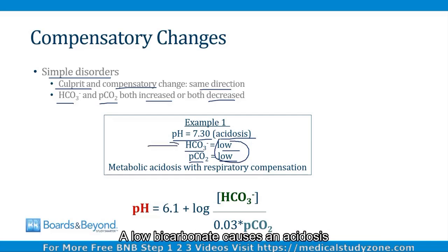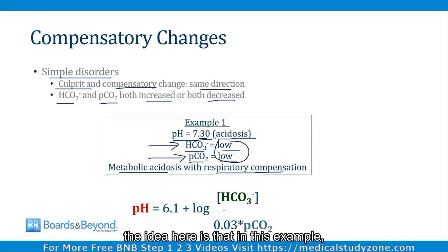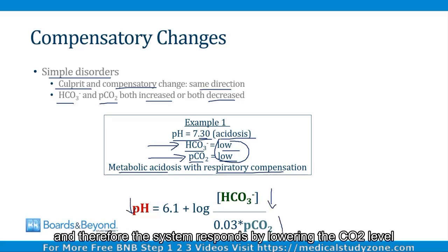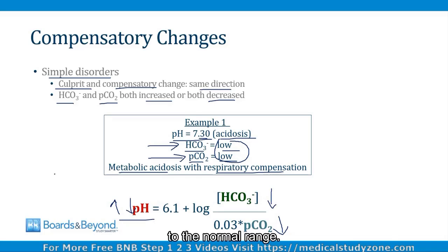A low bicarbonate causes an acidosis, and we have an acidosis, so this must be a metabolic acidosis. A low CO2 does not cause an acidosis, that causes an alkalosis. So therefore the low CO2 must be the respiratory compensation and the compensatory change. And again, if you look at the Henderson-Hasselbalch equation, the idea here is that in this example, the bicarb is low, which lowers the pH, and therefore the system responds by lowering the CO2 level, which raises the pH and tries to bring it back to the normal range.